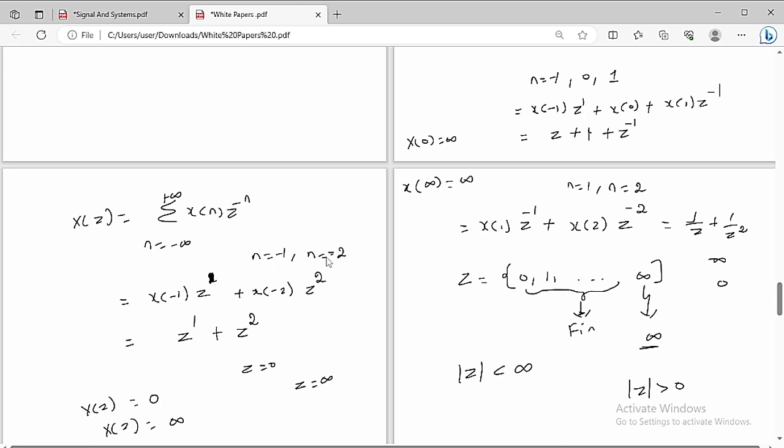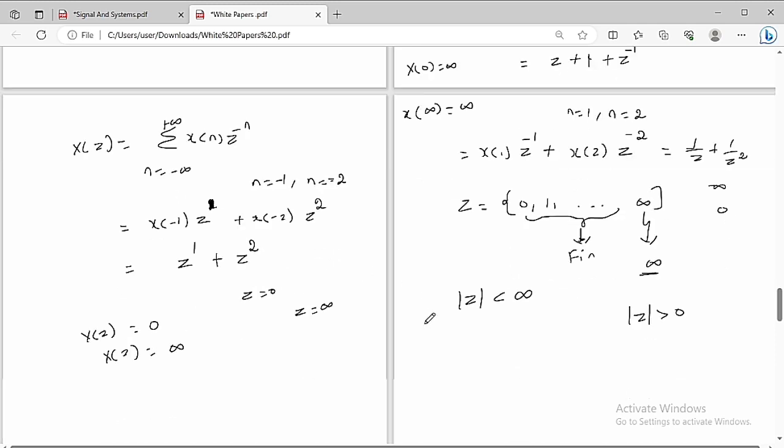Then what can I say? It is not defined at 0 as well as at infinity. So therefore, we can say that it is not defined at 0 as well as at infinity. Then how can we do it? So we can get it like this. So this is the ROC, we can say.